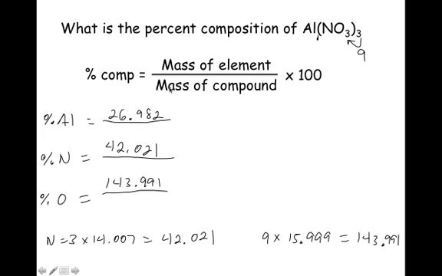Now what do you do to get the whole, the mass of the whole compound? You just add these 3 parts together, and you get 212.994. So take that 212.994 and put it underneath each of these: 212.994, 212.994. Now we're going to multiply them all by 100 to get our percentages.